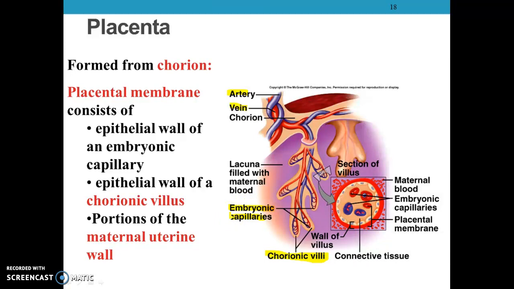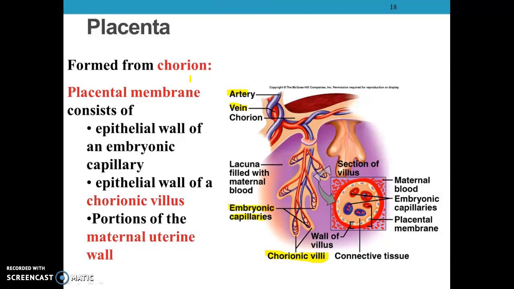Let me go ahead and point out, if you'll notice the arteries and veins, the colors are reversed, kind of like what they are when we were going to the lungs, the pulmonary arteries and pulmonary veins. So it's the same idea. Remember, artery means that blood is going away. In this case, since we're talking about the embryo, blood is going away from the embryo.